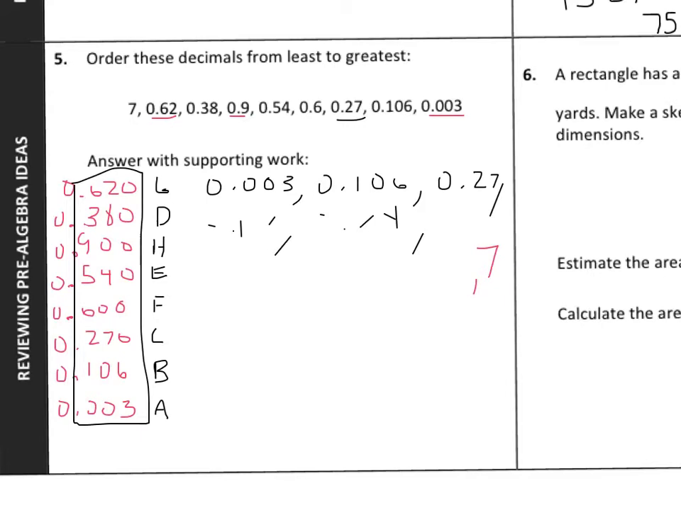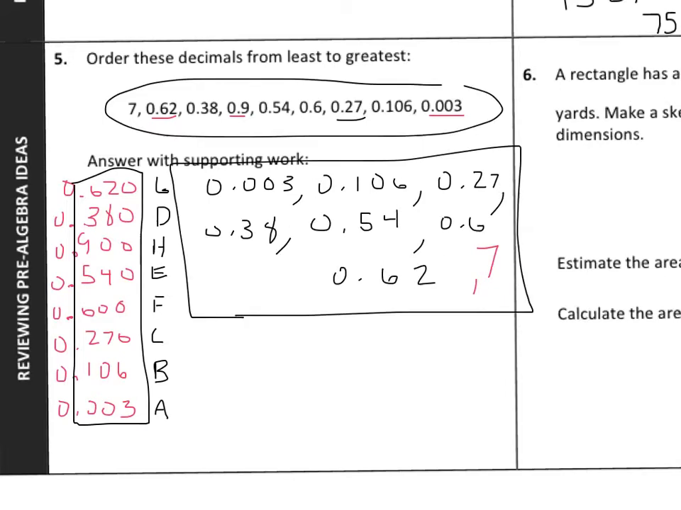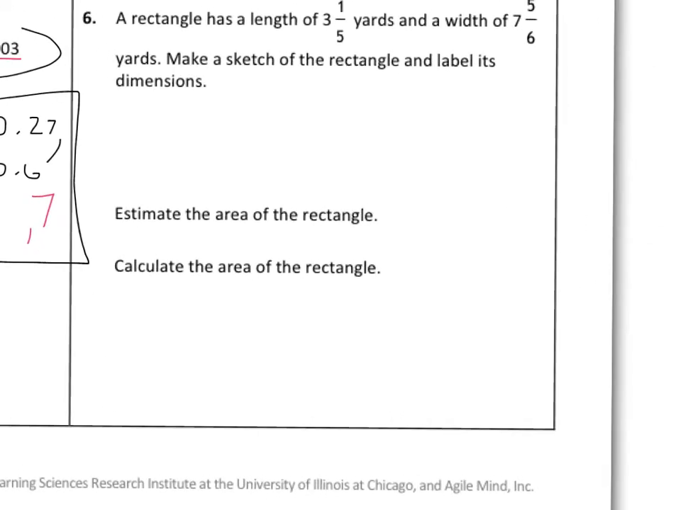and 0.6, and then 0.62, and then 7. I've got all my numbers ordered from least to greatest, and something that I tried to make sure to do is that as I rewrote them here, I made sure that I wrote them in the form that they were written in the original problem. And that's something that is helpful to your graders, and it's also something that standardized tests will look for.